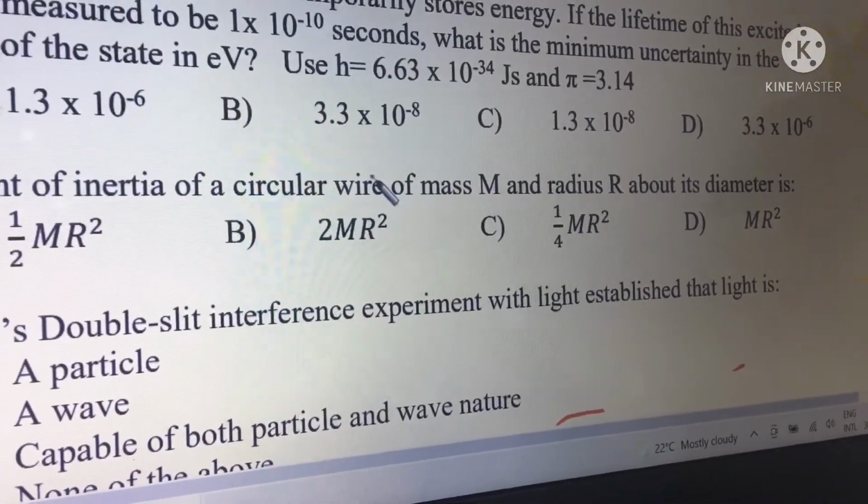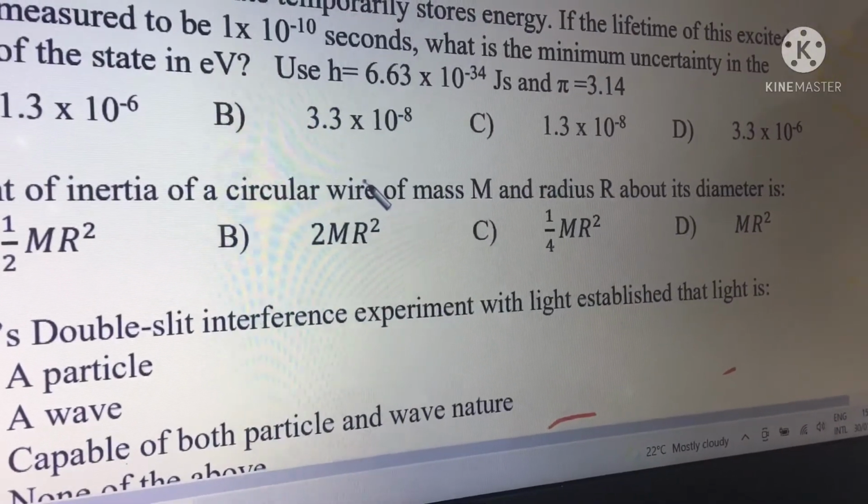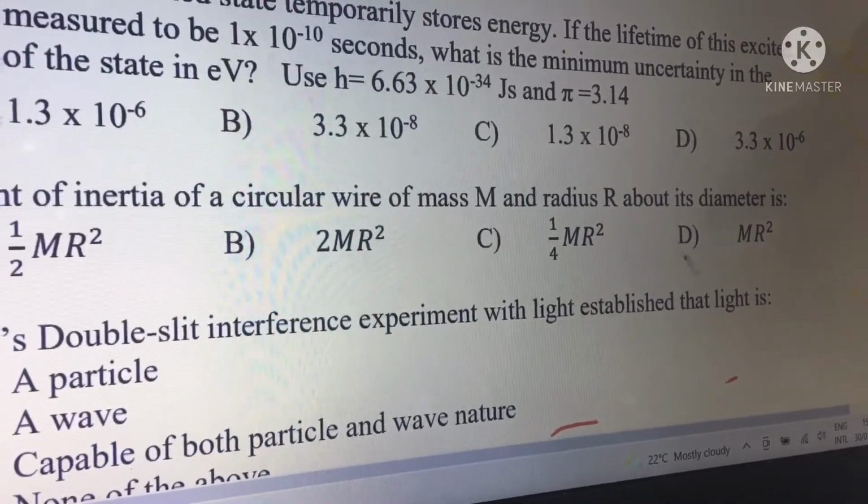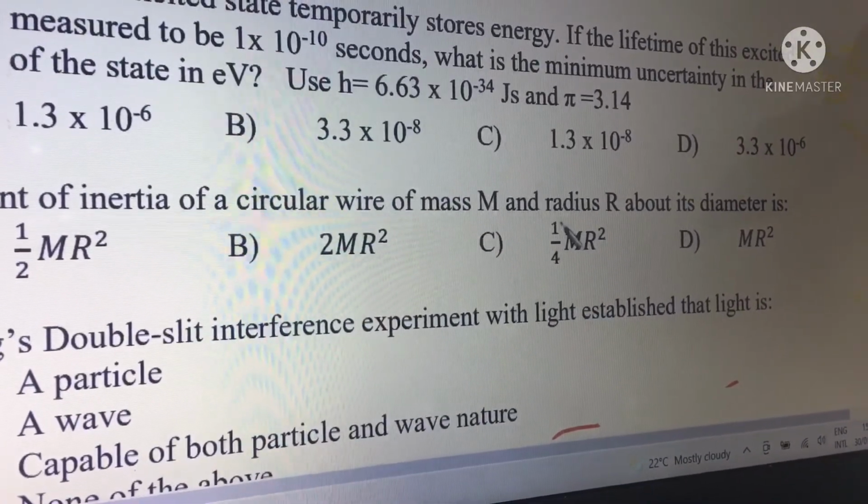Okay, next the 56th question. The moment of inertia of a circular wire of mass m and radius r about its diameter. Sorry, it is not the 56th question, it is the 55th. This is 1/4 m r squared.